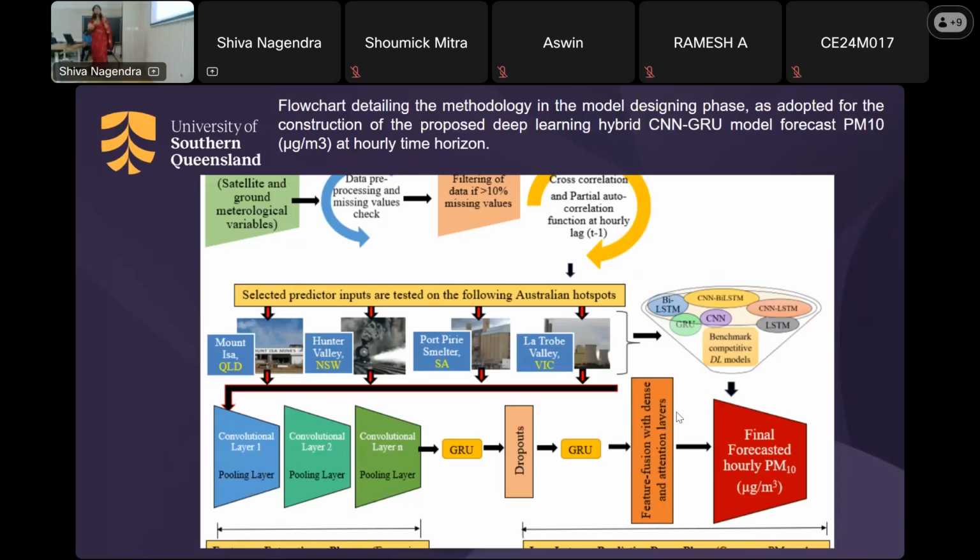So this looks very complicated, but actually it's not. It just depicts in a single illustration what was done in this case study. We had both the variables, ground and satellite. We processed them with data pre-processing, and missing data checks for validation of the quality of the data. We filtered out variables with more than 10% missing values. We did our correlation check to see which variables were important. And then we had 4 different sites.